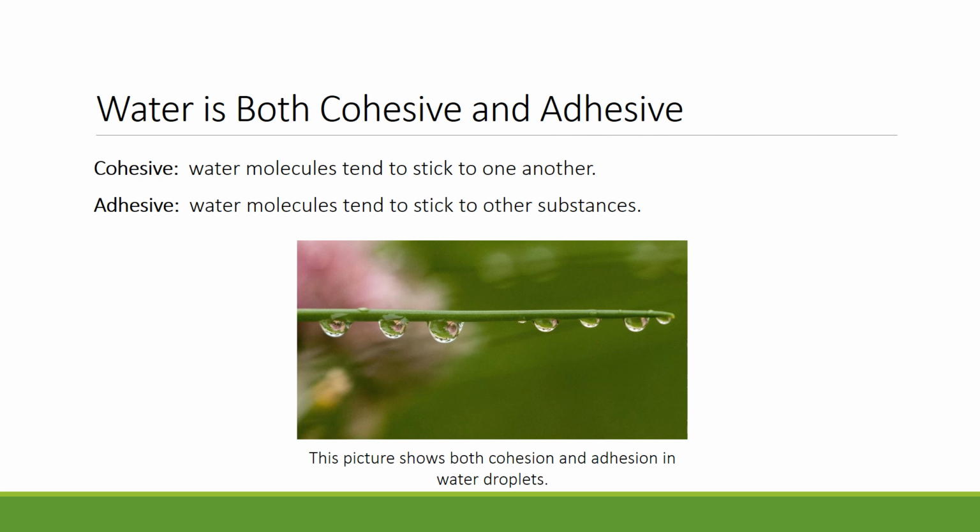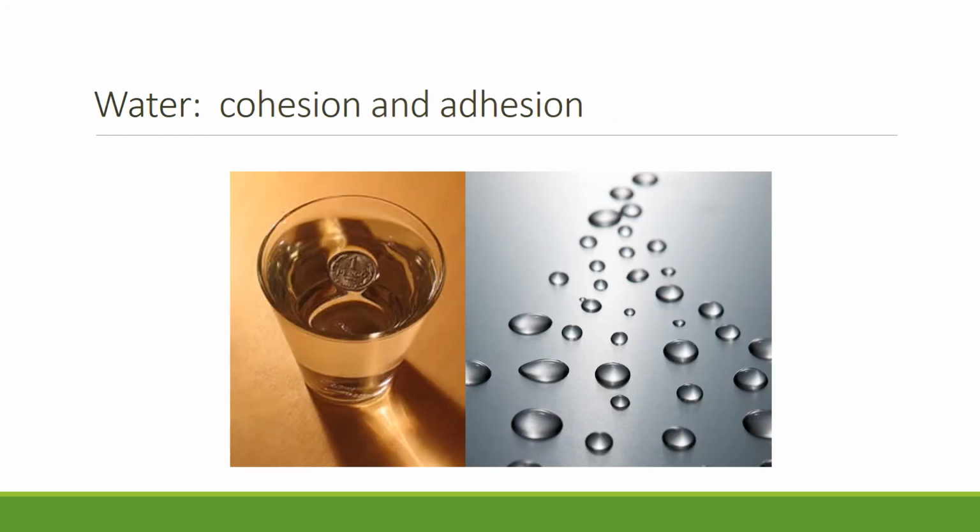Water is both cohesive and adhesive. Cohesive means that water molecules tend to stick to one another. Adhesive means that water molecules tend to stick to other substances. In this picture, you can see both cohesion and adhesion in these water droplets. These pictures show both cohesion and adhesion.